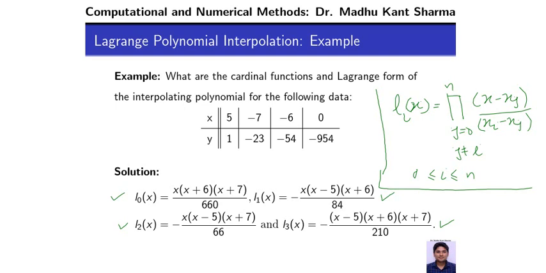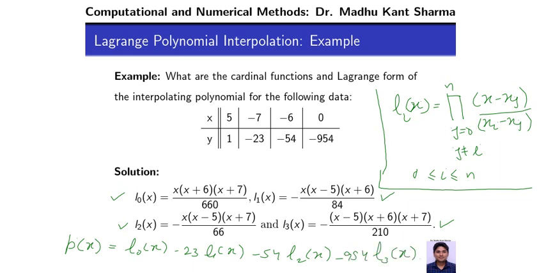So the Lagrange form of the interpolating polynomial is 1 times L0 of x minus 23 times L1 of x minus 54 times L2 of x minus 9554 times L3 of x. This will be the Lagrange form of the interpolating polynomial for the given data.